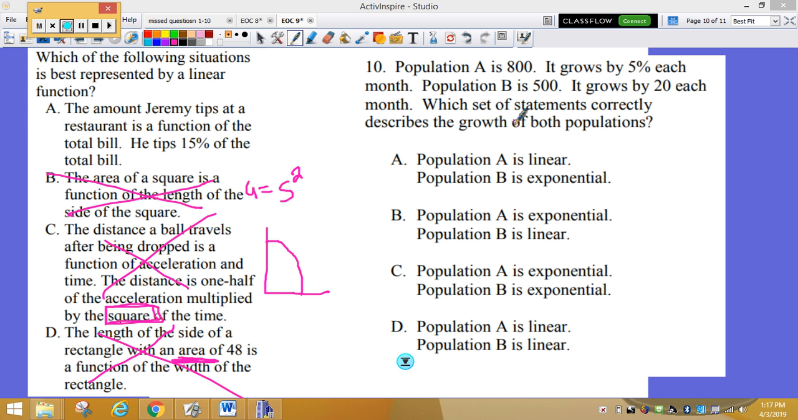All right, this one, which describes the growth of both populations. Well, let's look. Population A is 800. It's growing by 5% each month. B is 500, and it's growing by 20 each month, okay? If it's growing by the same thing every month, that means it's linear. So 20 each month is linear. If it's growing by 5%, that means it is exponential. It's going to keep exponentially growing. So A would be exponential, and B is linear.